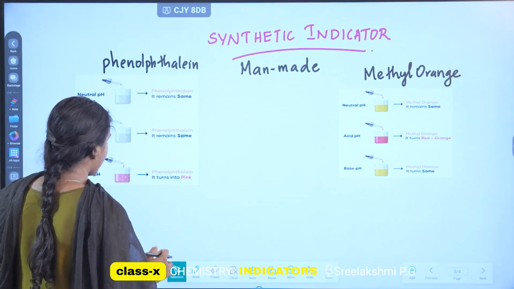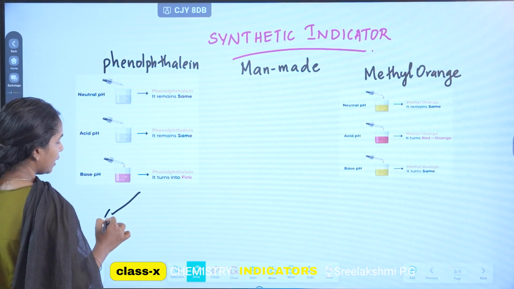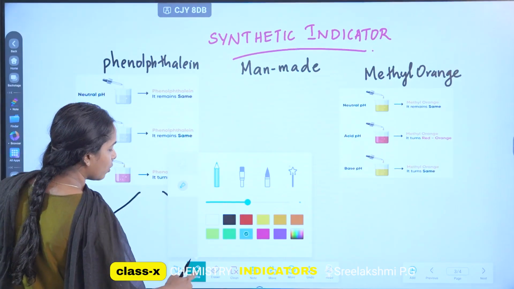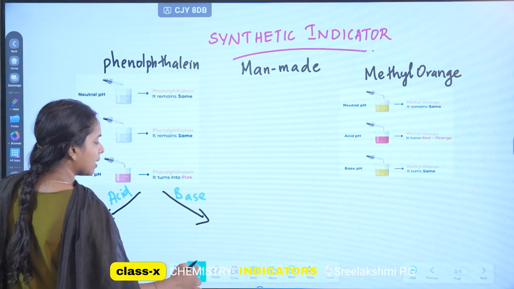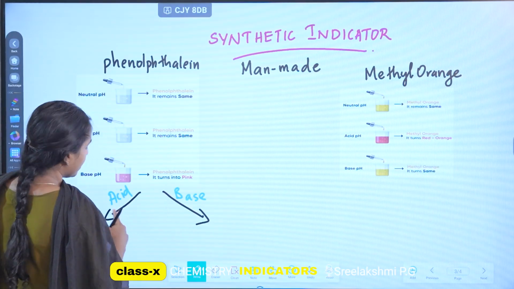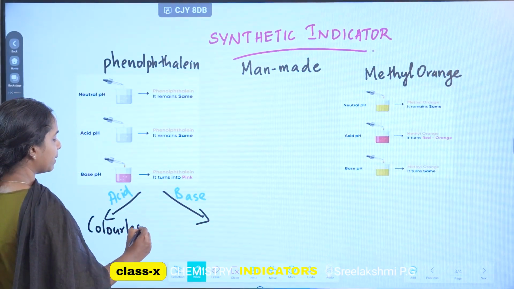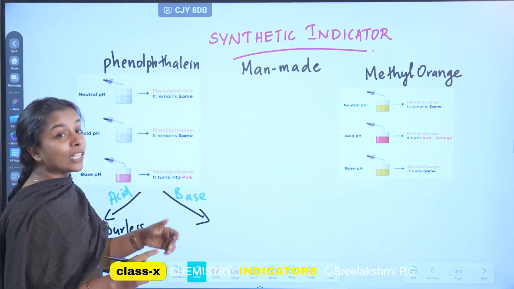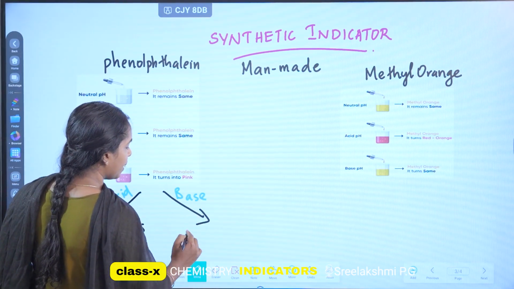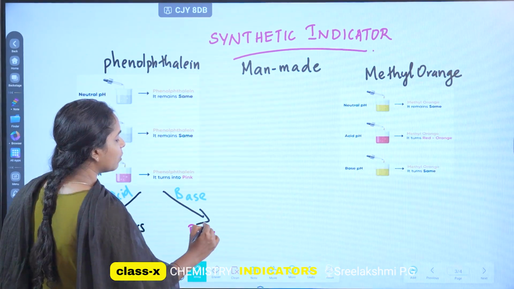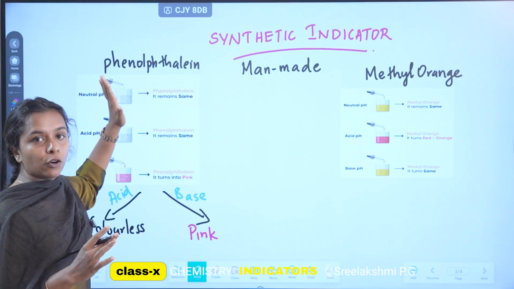So here we can write that phenolphthalein in presence of acid will remain colorless. That means in presence of acid, this phenolphthalein will remain the same. But in the presence of base, it will give dark pink color. So the first example for synthetic indicator is phenolphthalein.